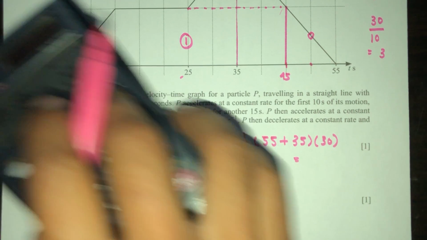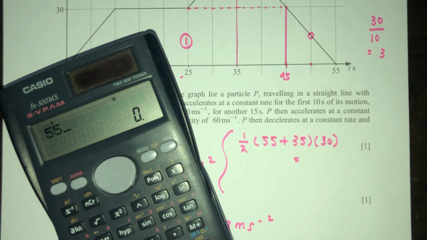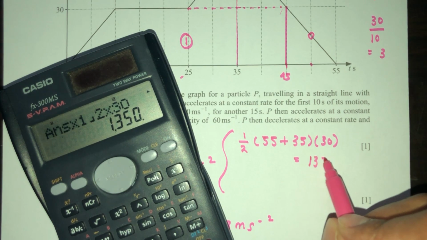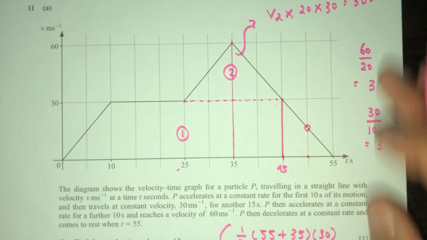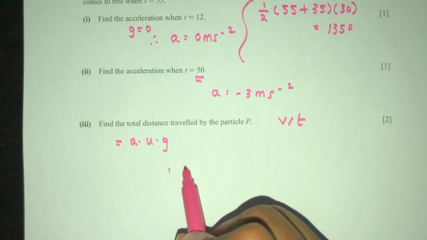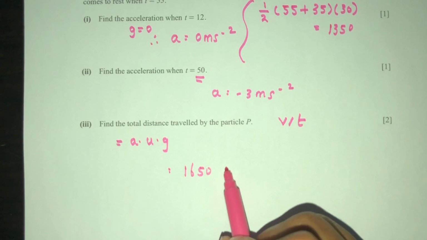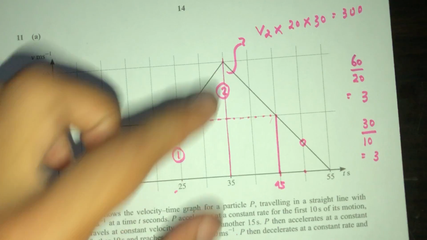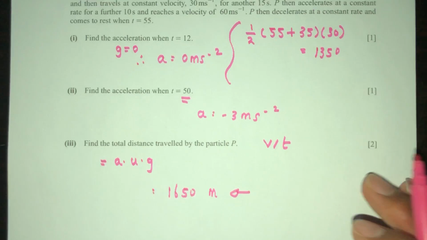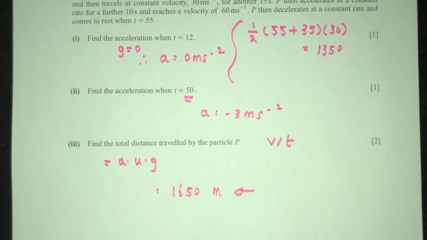Again, this is a formula to find the area of a trapezium. Plus 35 times half times 30. That will be 1350. Now finally, to find the distance traveled, it is number 1 plus number 2. So 300 plus this one, that will become 1650 meters for the distance traveled. Again, you have to show your work as well. Obviously, you have to show these things over here so they know how you found your answer.